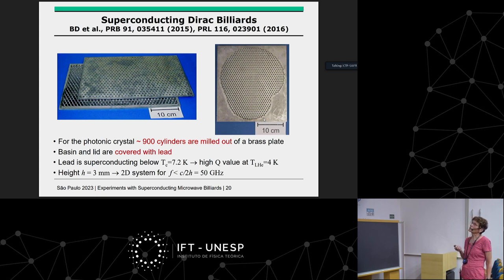In Darmstadt, we use two shapes. One is a rectangular shape, another one is an Africa shape. In each case, the cylinder structure was milled out of a metal plate made from brass, with about 900 cylinders. Then you get a graphene billiard with more than 1,000 sites, essentially. To make it superconducting, it was covered with lead, which is superconducting below the critical temperature of 7.2 Kelvin. Then we had a superconducting cavity at 4 Kelvin. The height was chosen equal to 3 millimeters because then the maximum frequency below which you have the analogy between a quantum billiard and the cavity is 50 gigahertz, which is a lot in our frequency range. With this height, we obtained 5,000 eigenvalues.